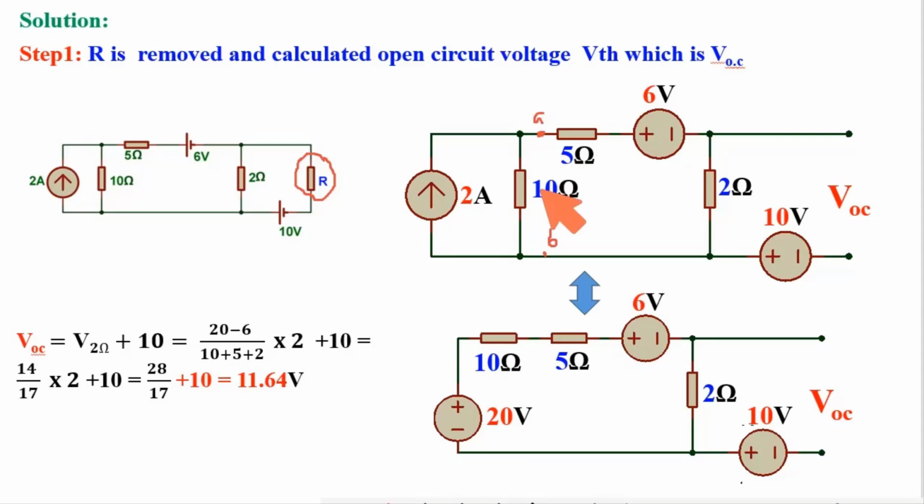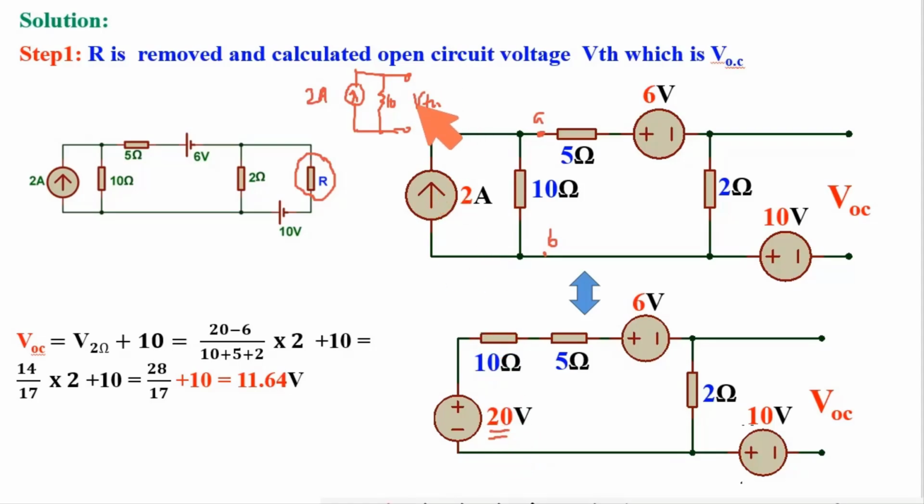Say if we open the circuit from here, the circuit looks like this. This is the current source, which is 2 ampere, and this is 10 ohm. So what is VTH? It is the voltage due to the current flowing through this 10 ohm resistance. Here the current is 2 ampere. That 2 ampere will flow through this 10 ohm resistance. So 10 multiplied by 2, that is 20 volt, that is VTH. Here 20 volt is VTH.